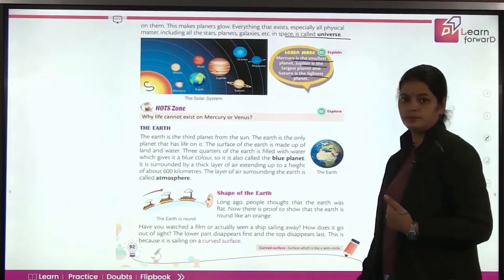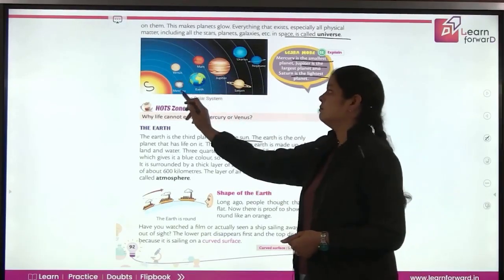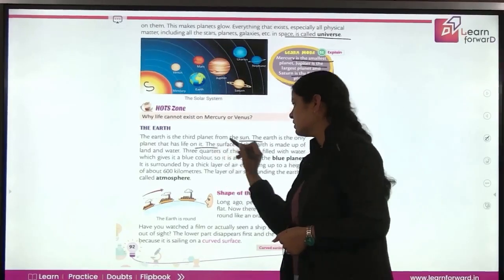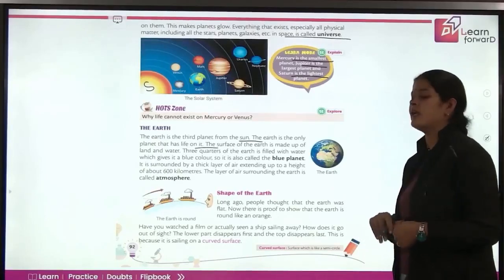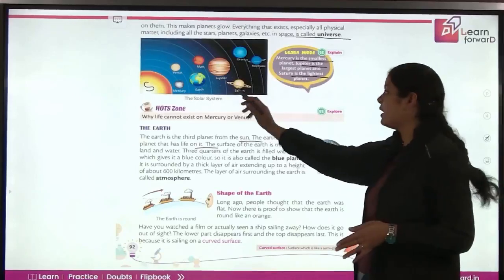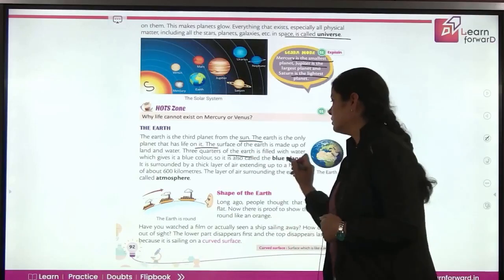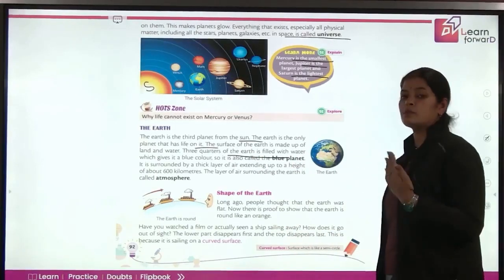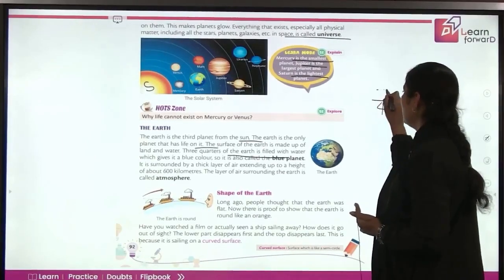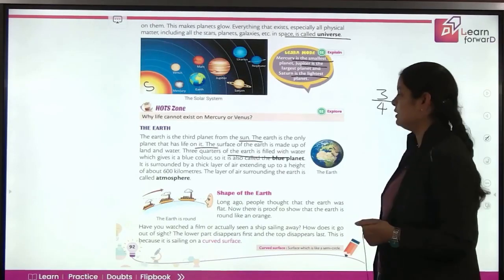Now the Earth. The Earth is the 3rd planet from the sun. It is 3rd: 1, 2, 3, Mercury, Venus and Earth. The Earth is the only planet that has life on it. The surface of the Earth is made up of land and water. So now we know that this green part is the forest cover that is present on the land part, and this blue color is the water part. Now 3/4 of the Earth is filled with water. I have explained this a number of times that out of 4 parts, 3 are covered with water and 1 part out of 4 is covered with land only.